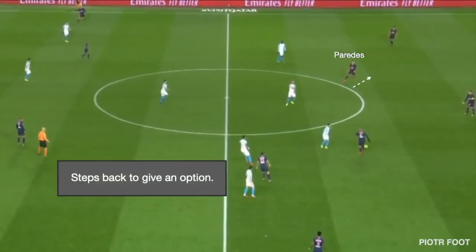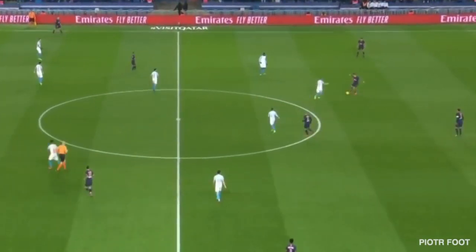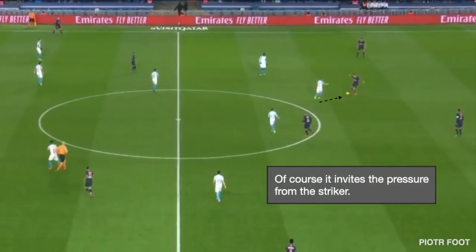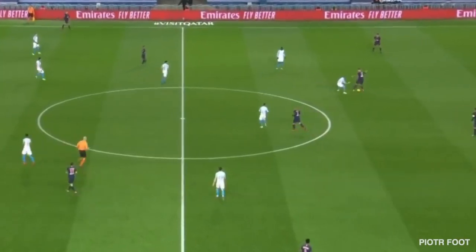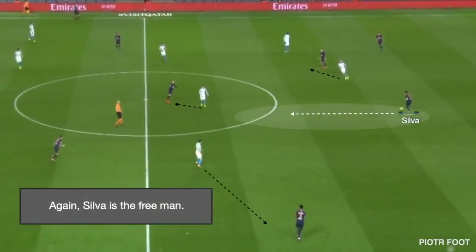Stepping back to give an option. This invites the pressure from the striker. And Silva can be the free man again.